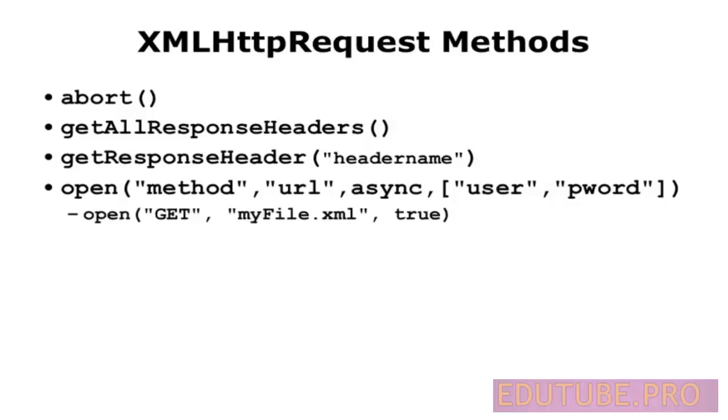The most common example that we'll be seeing a lot of is an open, passing it a GET, then passing it a URL, which is going to be something like myfile.xml, and then passing it a value of true. The async flag can be true or false. Asynchronous is true, which means that everything is going on without your code having direct control over it. If we set async to be false, then the request is what's called synchronous, which means your code is going to sit and wait for anything to come back from the server.